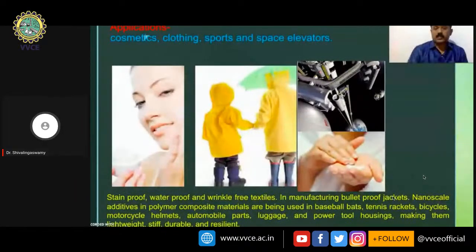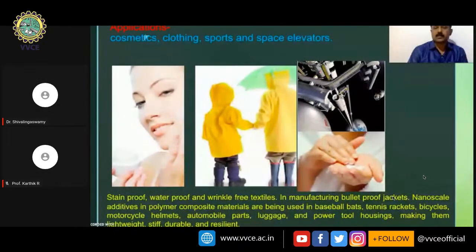And nanoscale additives in polymer composites are playing a very important role in aerospace materials, because in aerospace materials, what matters is the strength to weight ratio. They should be of higher strength, but the weight should be very small. Strength to weight ratio should be very high. They use these nanofibers and reinforce PVC kind of materials, and they increase the strength to weight ratio. They are used in manufacturing various items like sports items such as tennis rackets, bicycles, helmets, automobile parts, etc.